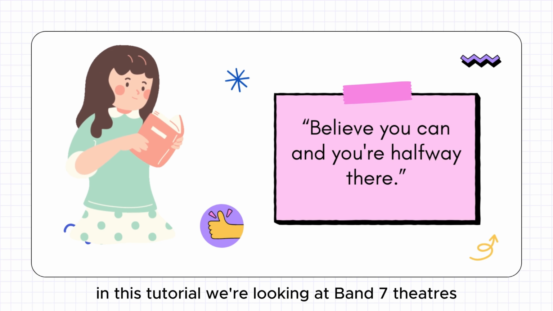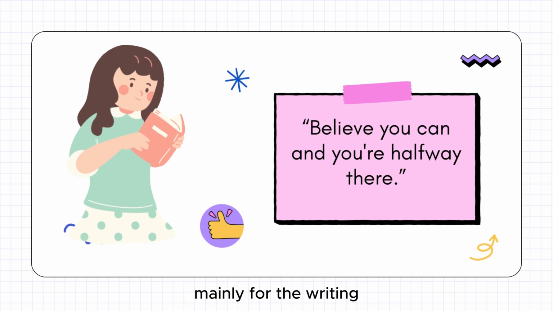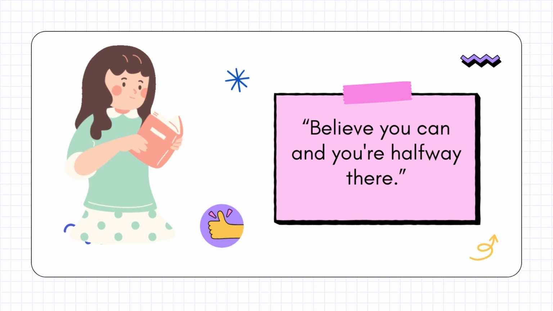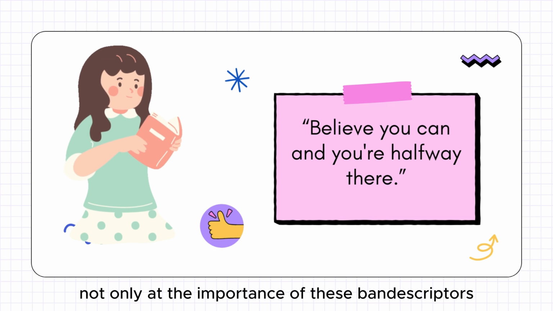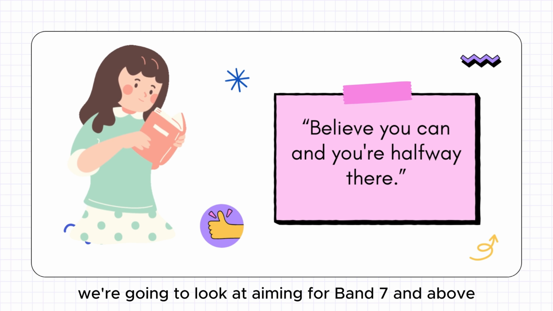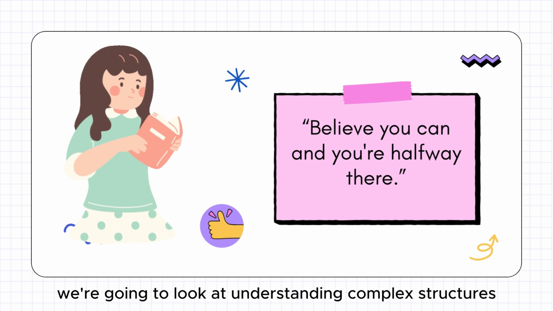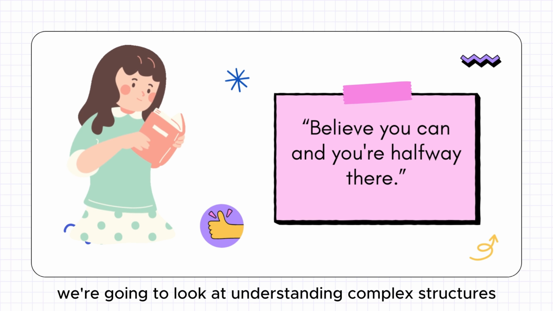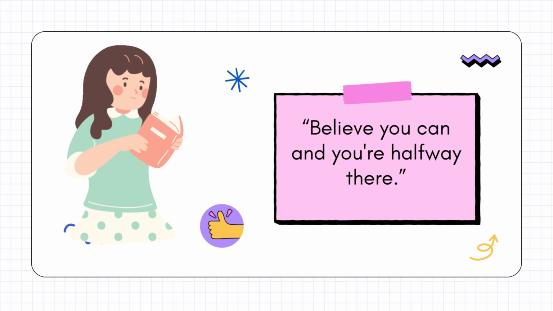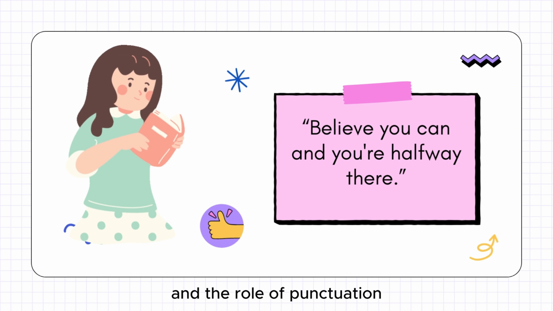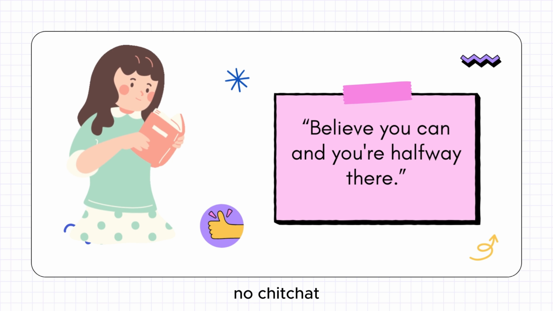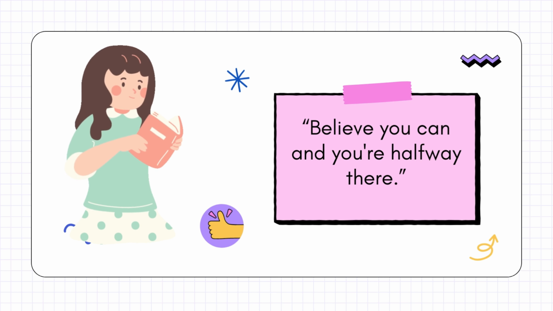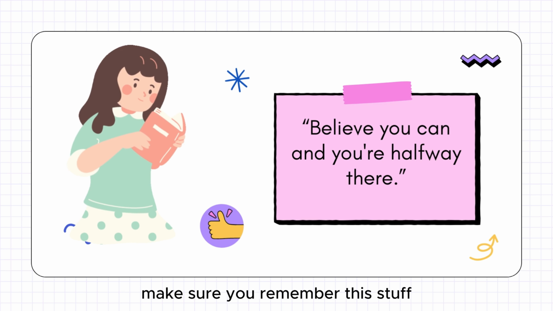In this tutorial we're looking at Band 7 features, mainly for the writing, and we're going to look not only at the importance of these band descriptors, we're going to look at aiming for a Band 7 and above, we're going to look at understanding complex structures, advanced grammatical structures, and the role of punctuation. So again, as per normal, this is a high value tutorial. No waffle, no chit chat, just solid study. Grab a pen, make notes, make sure you remember this stuff.